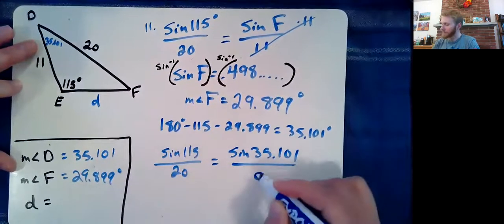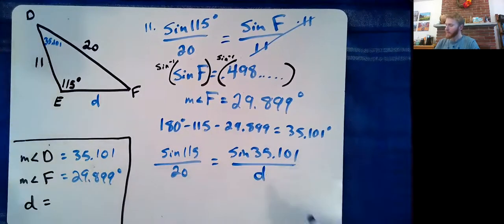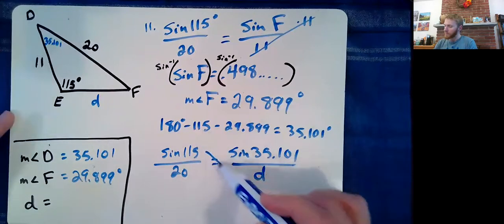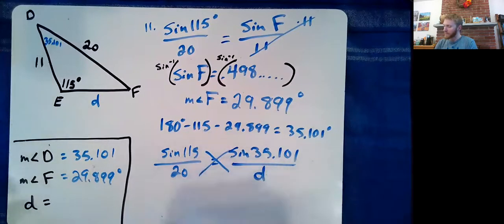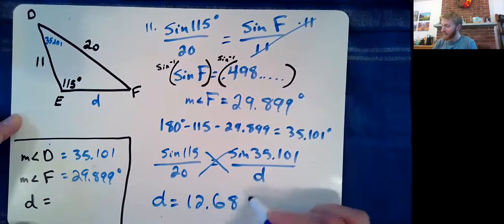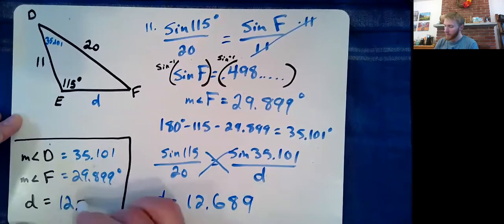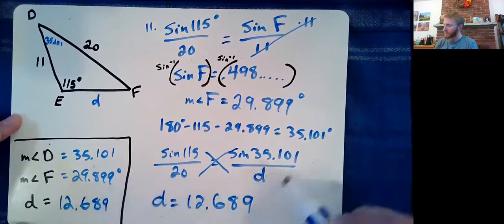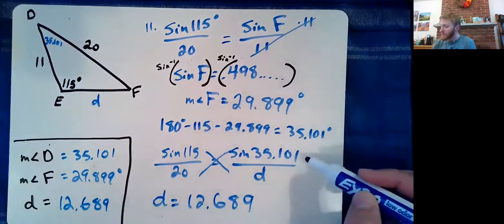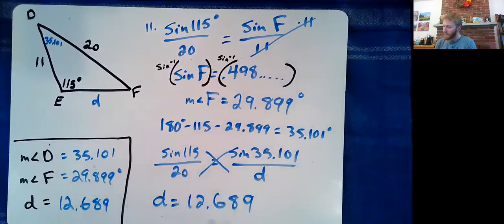Over side D. Okay. This is another situation where my unknown's on the bottom, so I would cross multiply and then divide by sine of 35.101. You would get your final answer to be 12.689. Notice you have to use a rounded value for this angle. Sometimes you just have to, but that's why we go 3 decimal places so you can get an accurate final answer, or at least as accurate as we can be. And you've solved for the triangle.